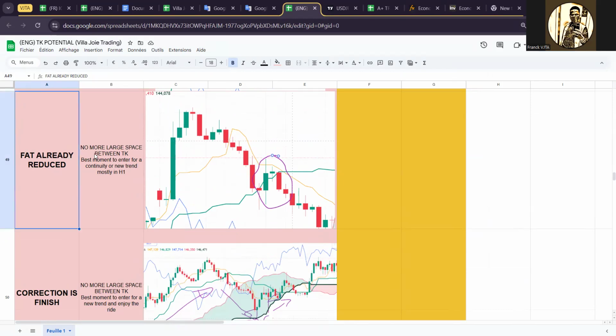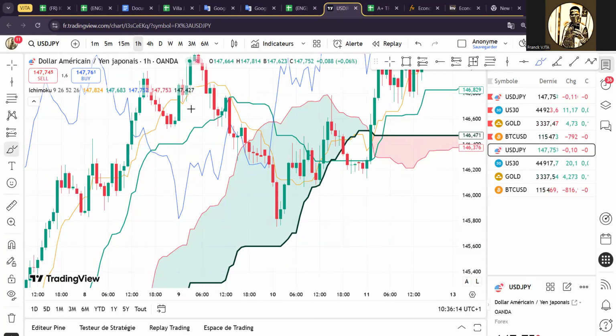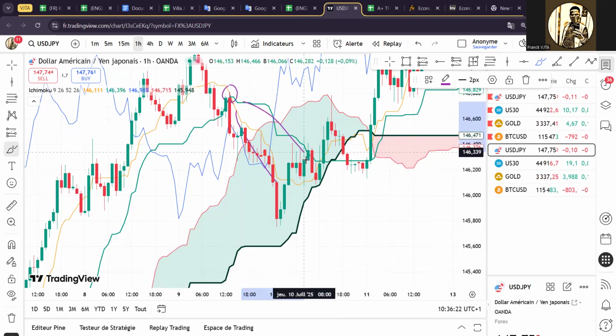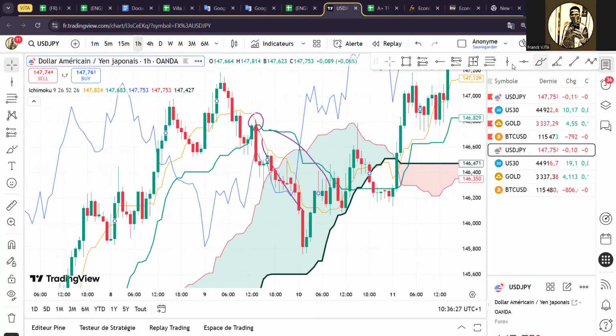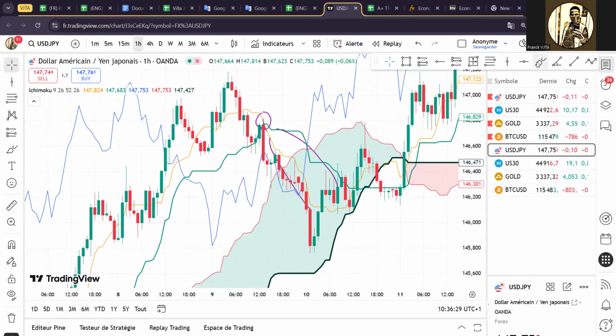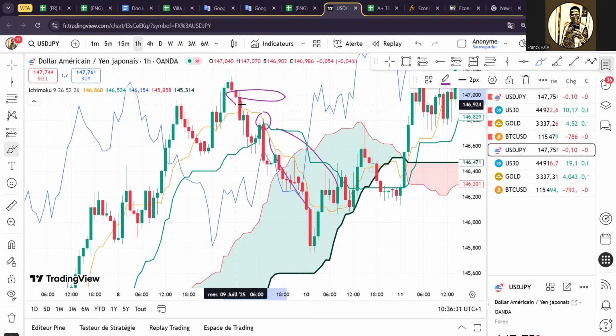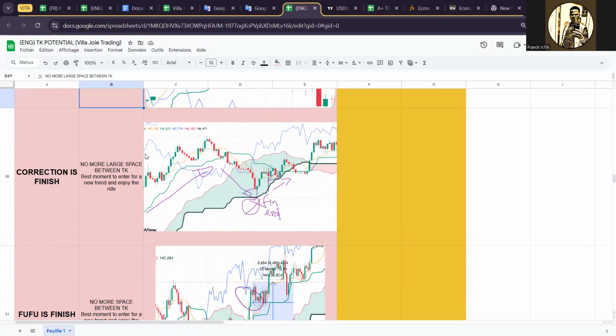Now you have the fat already reduced. When the fat is already reduced, now you need to look at whether it's a correction. For example, when TK crosses just right here, it's already reduced. You don't have any more fat. Now a correction will start, so you can stay in position if you sold from above. When you sold from above here, then the correction is finished.